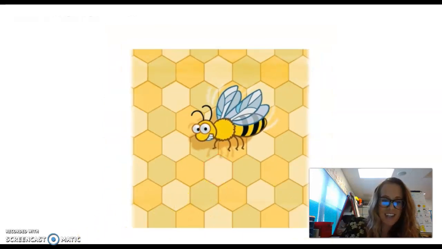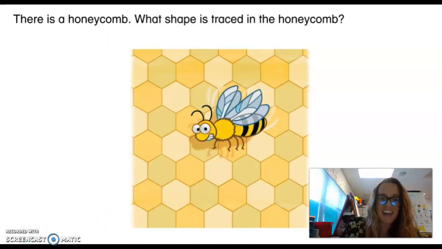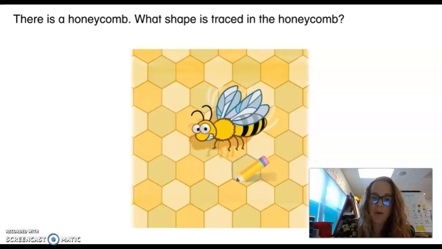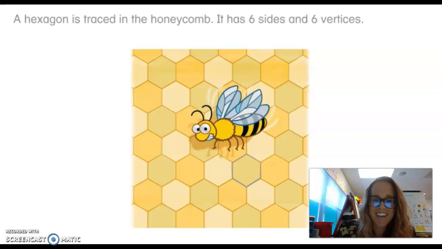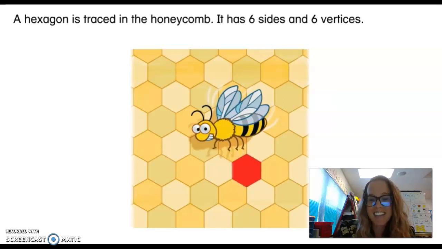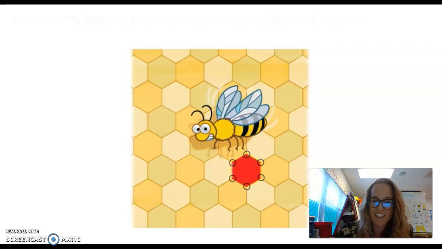What do you see? There is a honeycomb. What shape is traced in the honeycomb? A hexagon is traced in the honeycomb. It has 6 sides and 6 vertices.